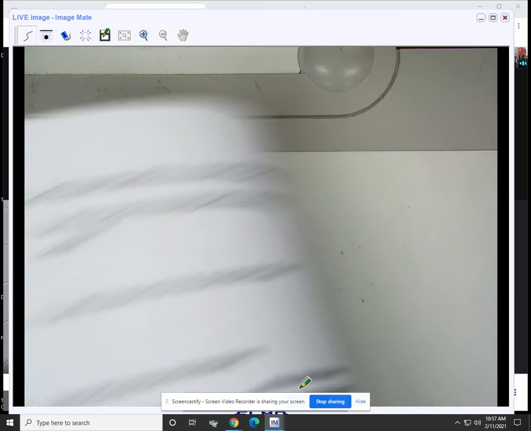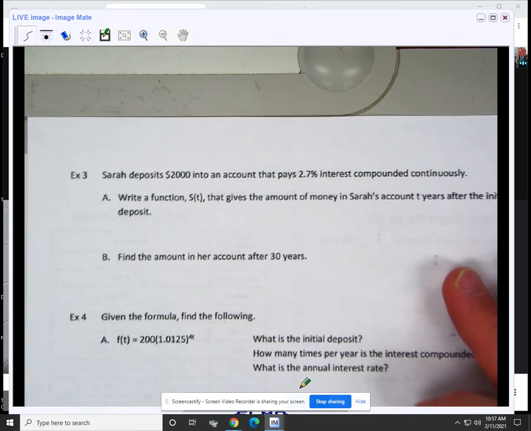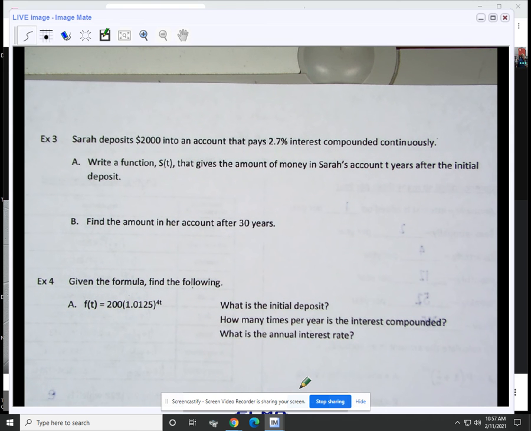Okay, let's look at the problem on the back, and then we'll look at little more challenging problems at the bottom. Okay, first, Sarah deposits $2,000. What's that stand for? P. And she invests it into an account that pays what? 2.7% interest. It's compounded how? Continuously. So that tells me I'm using what formula? P e to the rt.